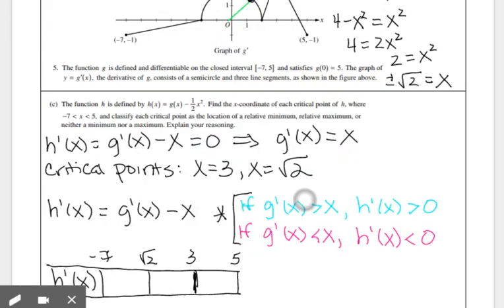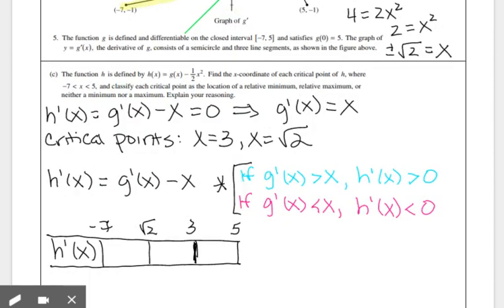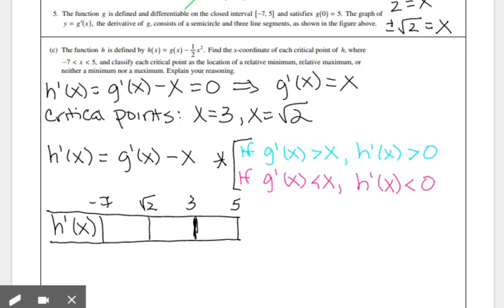Between -7 and the square root of 2, we're really looking at this entire piece of the graph right here. Well, that yellow portion that I just highlighted is above the green line. Even if I were to extend the green line going the other direction, we can see the yellow portion is still above the green line, which means g prime of x is greater than x. So if g prime is greater than x, we know h prime of x is greater than 0. So h prime of x is positive along that interval.